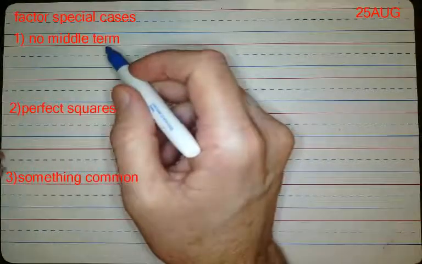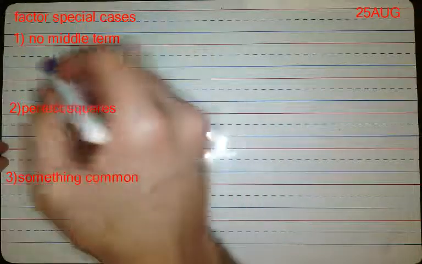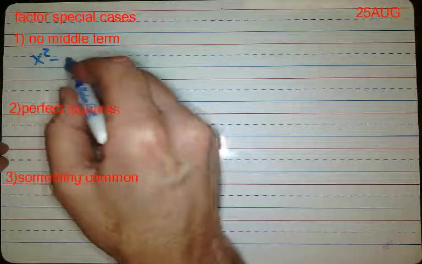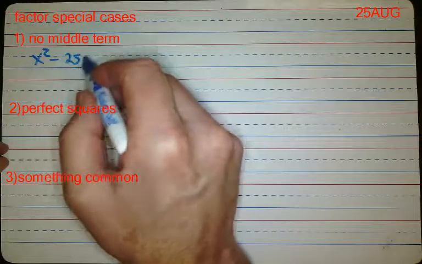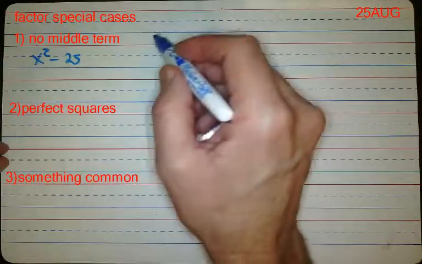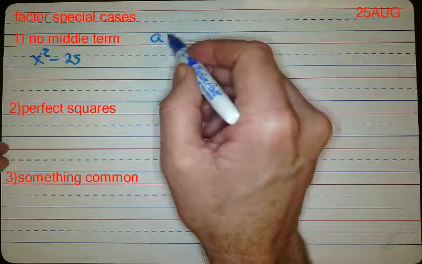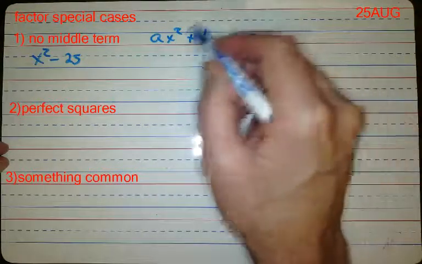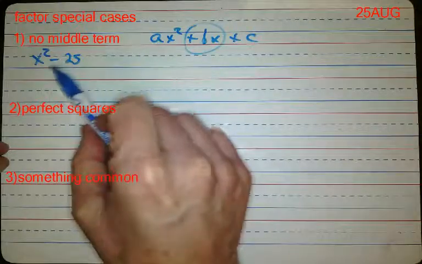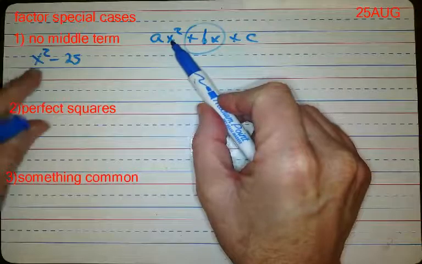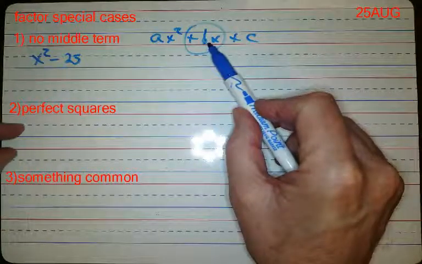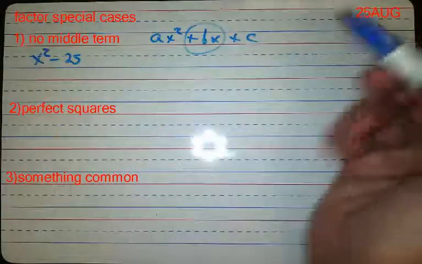We're factoring special cases. So what happens if there's no middle term? For example, x squared minus 25. So there's no middle term. What I mean by that is, remember, the formula looks like this, and there's nothing with x in it. You've got an x squared right up front, you've got a number at the end, but there's nothing with x in it. Okay, so we do it the same way.